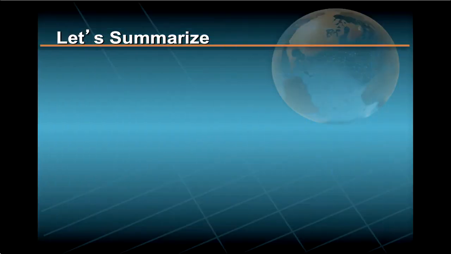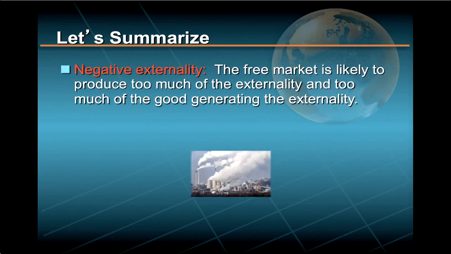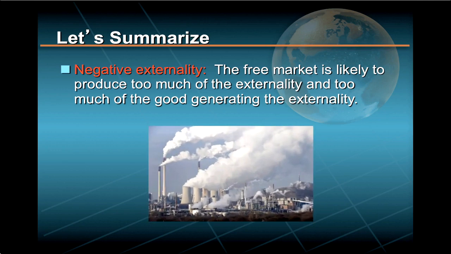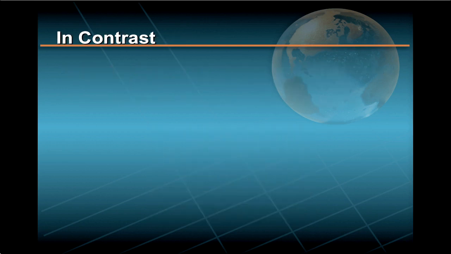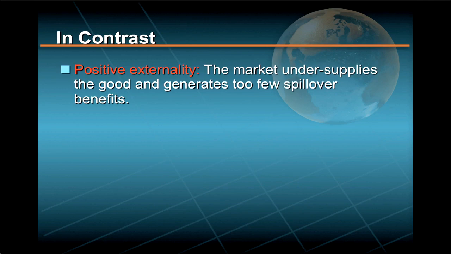Let's now summarize what we've learned so far. In the case of negative externalities, like pollution and congestion, the free market is likely to produce too much of the externality and too much of the good generating the externality. In contrast, with a positive externality, the market undersupplies the good and generates too few spillover benefits.